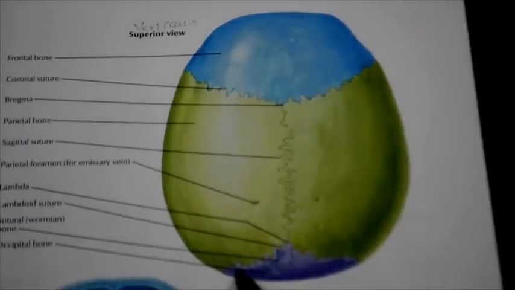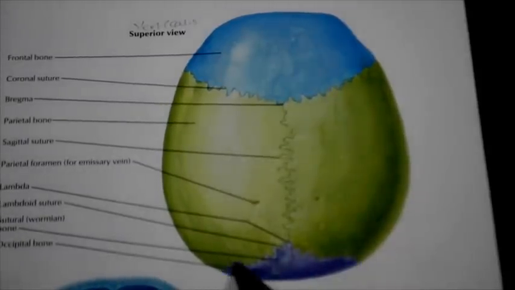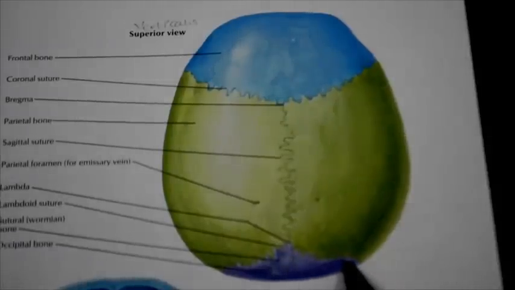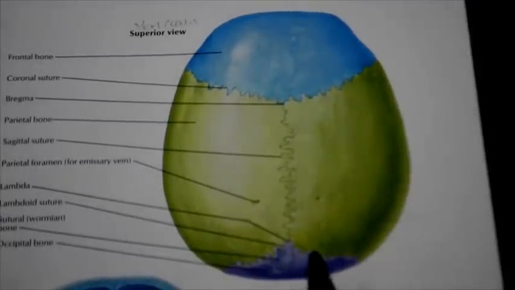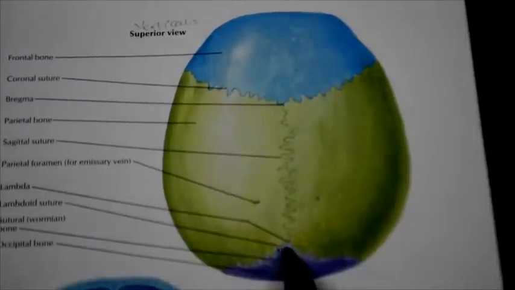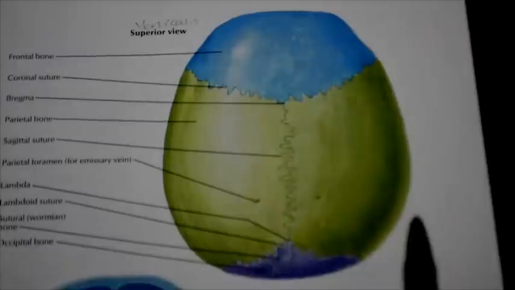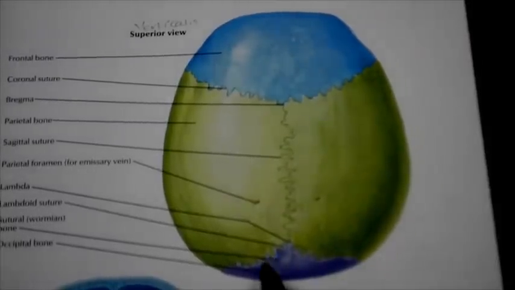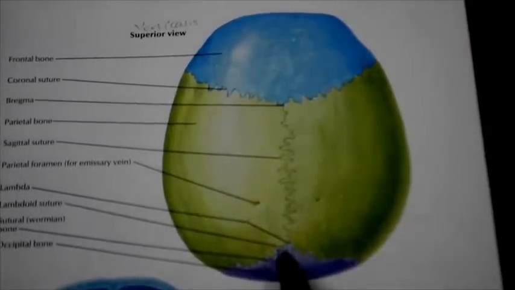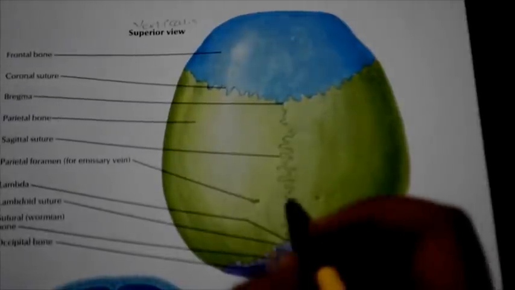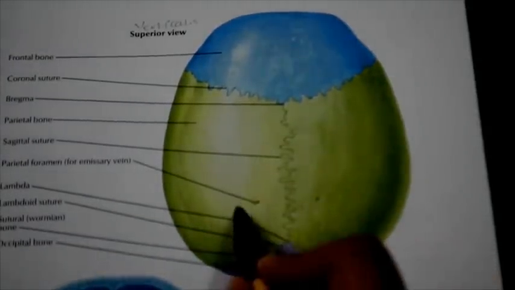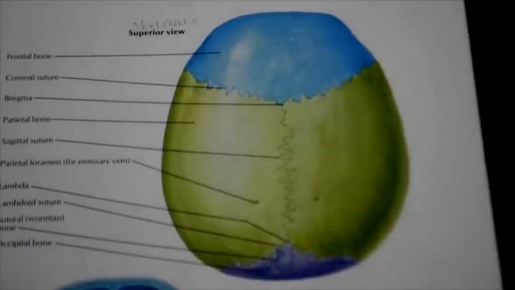And this suture over here is the lambdoid suture, which is between the parietal bones and the occipital bone. And this is a small bone. You'll study about it in general anatomy. This small bone over here is called the sutural bone. It is not important. Anyways, there are foramens over here and here. These are the parietal foramens that you can see from this aspect.